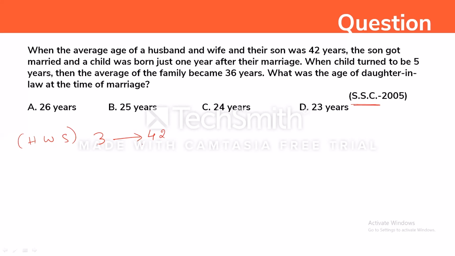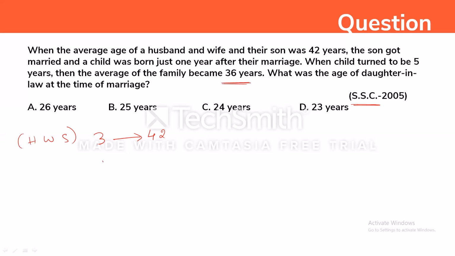The son got married and a child was born just after 1 year of their marriage. So if the son got married, for sure the daughter-in-law enters their home, and a child was born after 1 year of their marriage. Now the child turned 5 years. Marriage is done, after 1 year the child was born. When the child turns 5 years, the average age of the family became 36 years. You need to understand this logic very clearly.